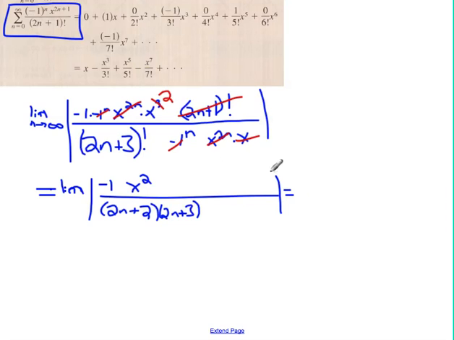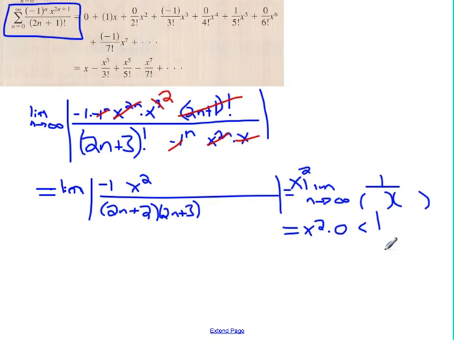Okay, so if we take the absolute value, then we get the limit as n, not x, approaches infinity, the ratio test. So we're going to have 1 over this stuff right here, and then that x squared does not have an n in it, so we can factor it out in front of the limit. The limit of that stuff is 1 over infinity, so that's 0. So this is x squared times 0, which is always less than 1. That's what we were hoping, right?